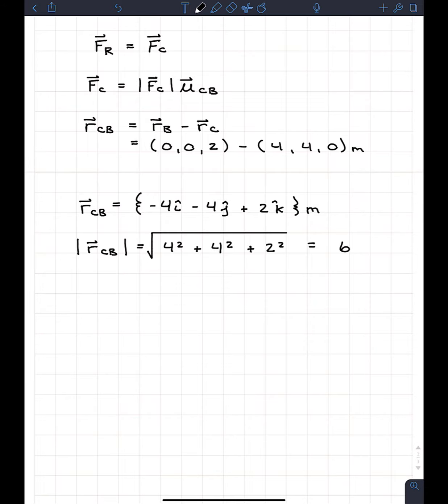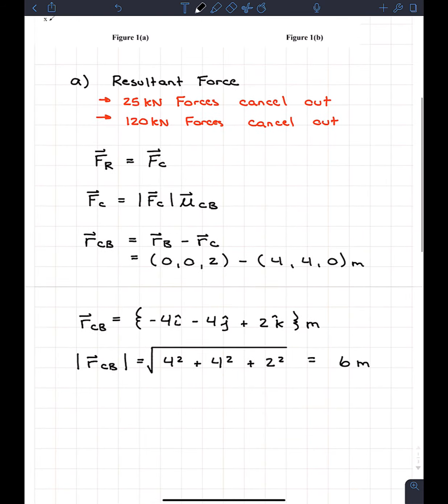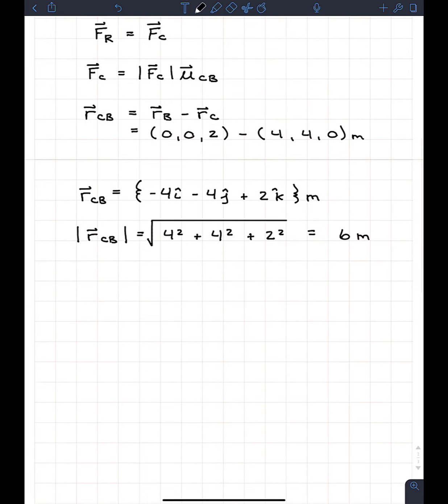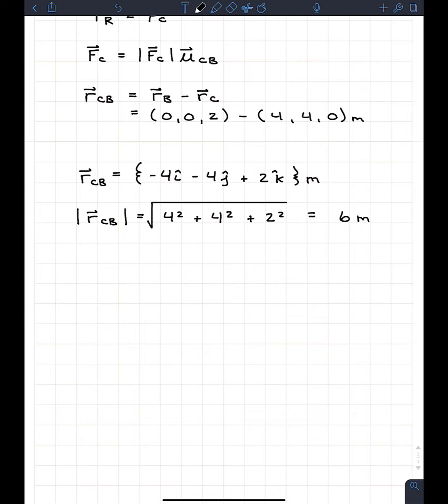The units for this will also be in meters. What the magnitude represents on this diagram is the length from point C to point B. So if I take a tape measure, put one end at B and the other end at C, I'm going to get 6 meters. So now we can find the unit vector CB.